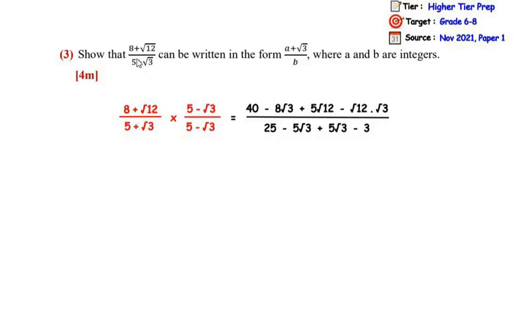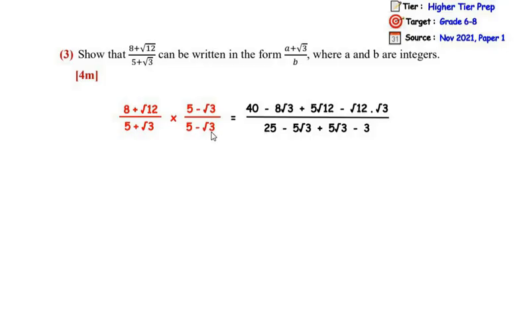That is, we are going to multiply this fraction by (5 minus square root of 3) divided by (5 minus square root of 3). Now let us multiply the terms in the numerator. So 8 multiplies with 5, giving us 40, and 8 multiplies with minus square root of 3, giving us minus 8 times square root of 3. Now plus square root 12 multiplies with 5, giving us plus 5 root 12, and root 12 multiplies with minus root 3, giving us minus root 12 times root 3, divided by, now 5 multiplies with 5, giving us 25.